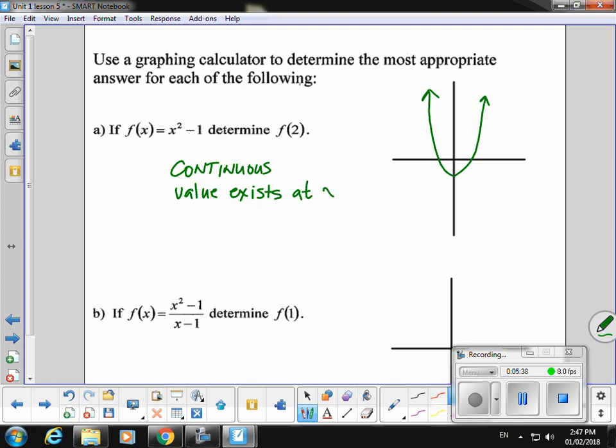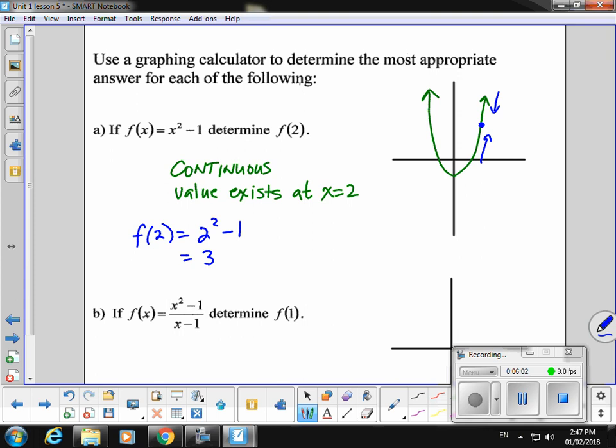At x equals 2, and I can see I am approaching that value in both directions. F at 2 equals 2 squared minus 1, which is 3. F at 2 is 3.